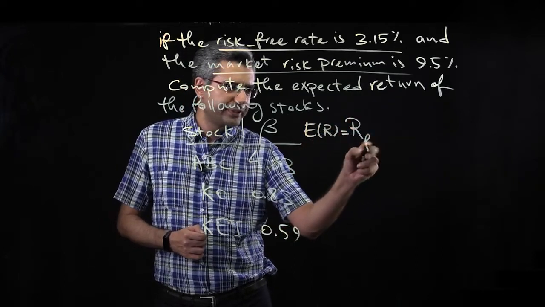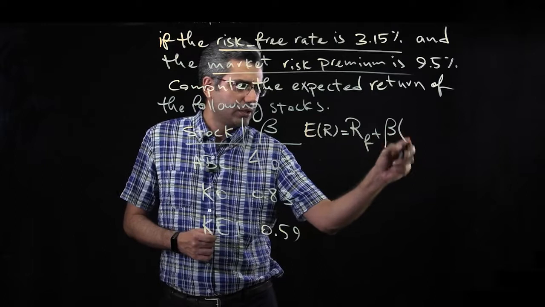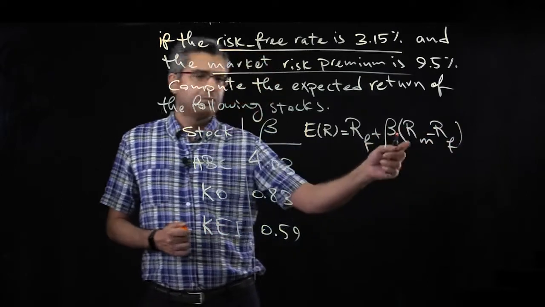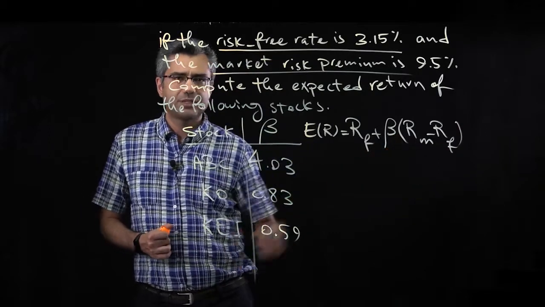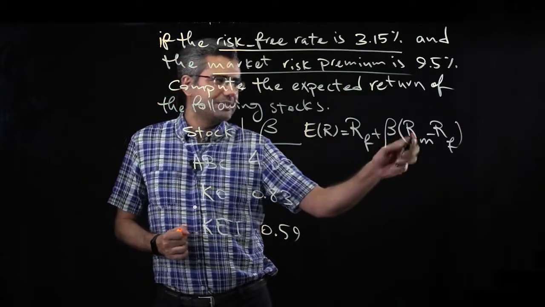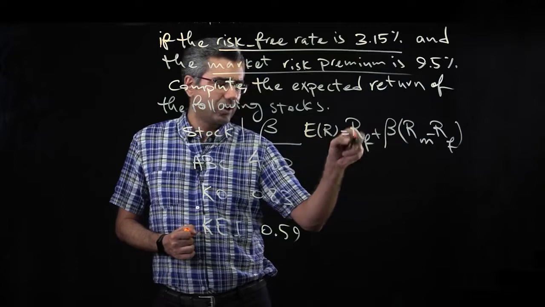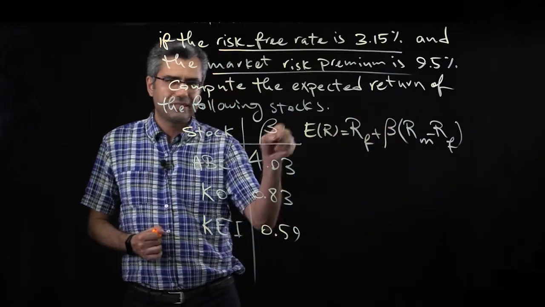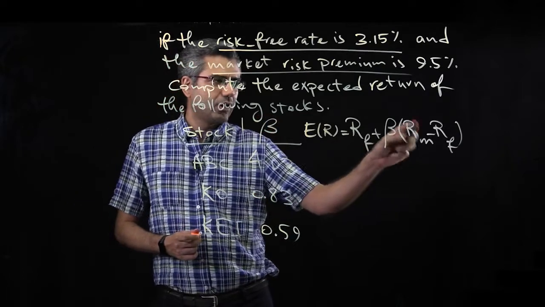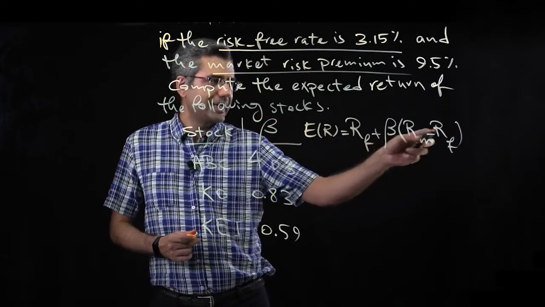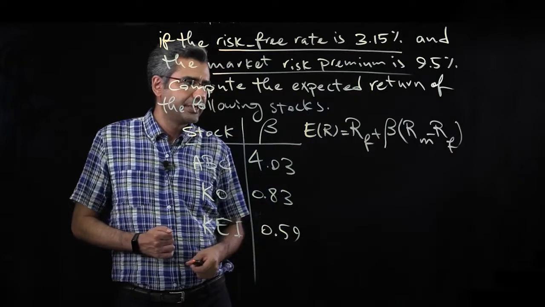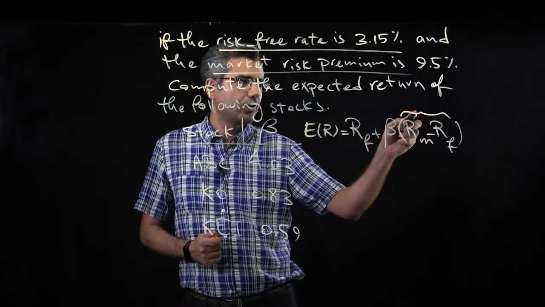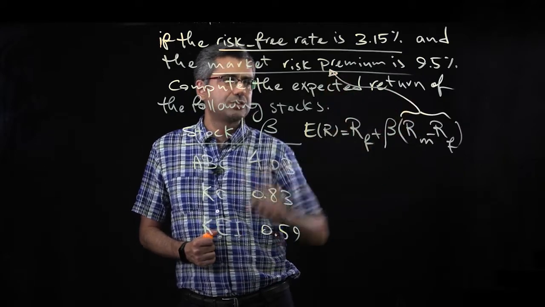is risk-free rate plus beta multiplied by market return minus risk-free rate. And this is RF. RF is the risk-free rate, beta is the systematic risk measure, and RM is the market return, and RF is the risk-free rate again. But this RM minus RF also is called the market risk premium.